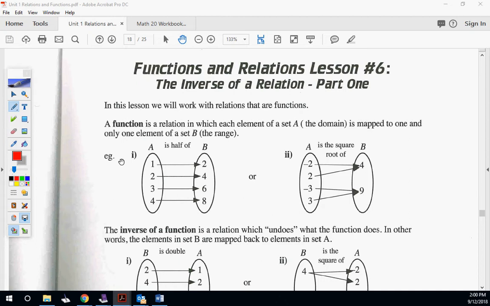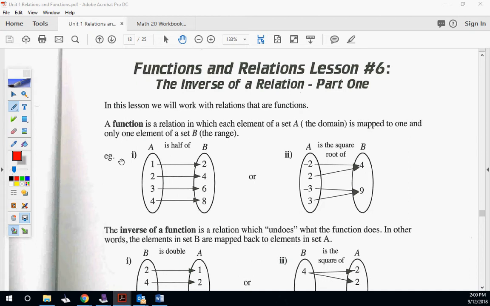First off, if we're talking about inverse of functions, it's pretty important to know what a function is. So what's the definition of a function? How do you describe it? What it says is a function is a relation where each element in A is mapped to one element in B. In an easy translation, every x has one y. Every x only has one y. It can't go to two y's. If you go to two y's, you're not a function.